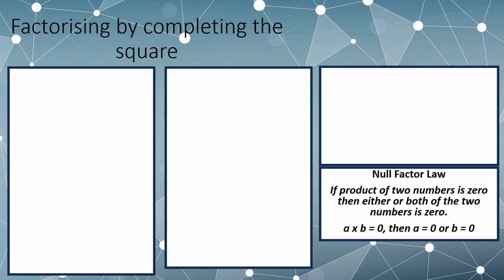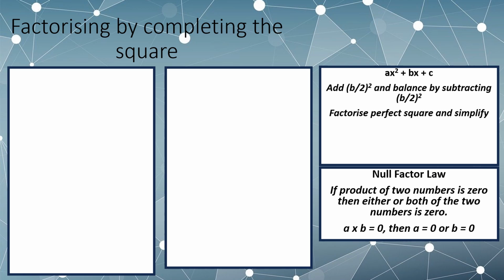Sometimes factorizations of quadratics require a few more complex calculations. One such technique is known as completing the square. To do this, we start with our standard form, ax squared plus bx plus c, and we add b over 2 squared and balance this out by subtracting b over 2 squared as well. This will give us a perfect square, which is when it factorizes down to just one term or one bracket set squared by itself. And we then simplify the other terms included.